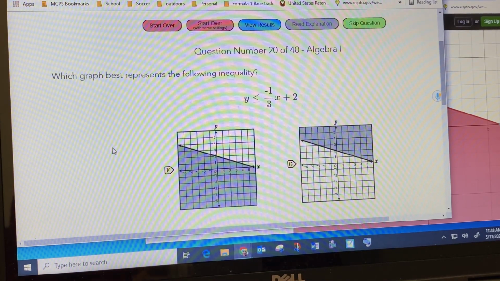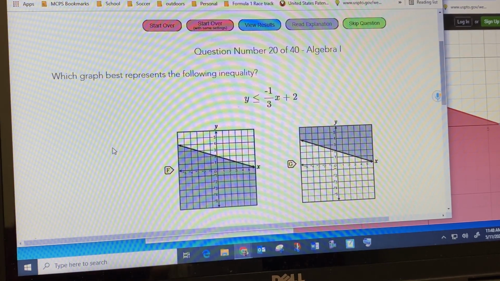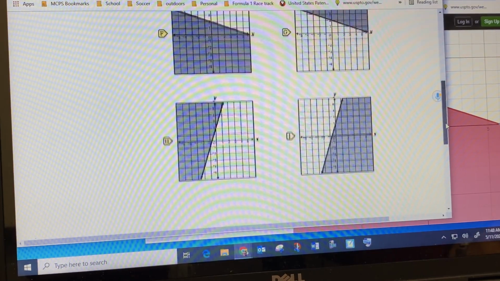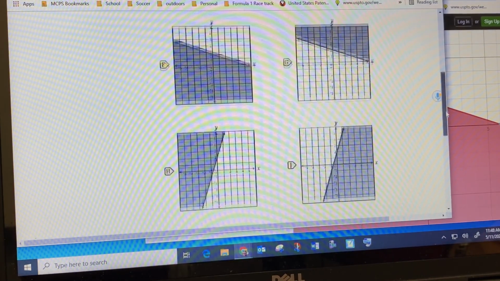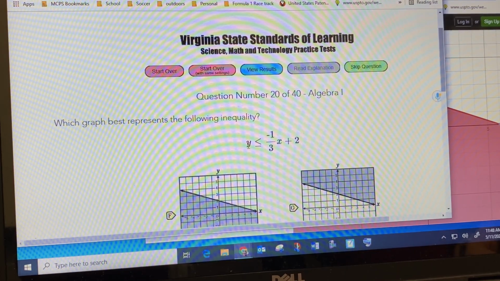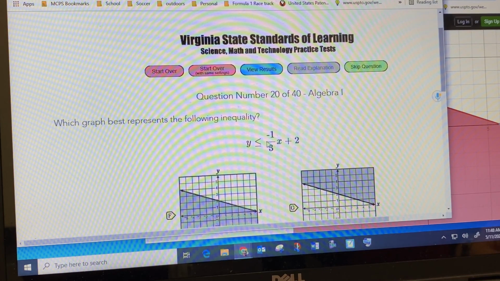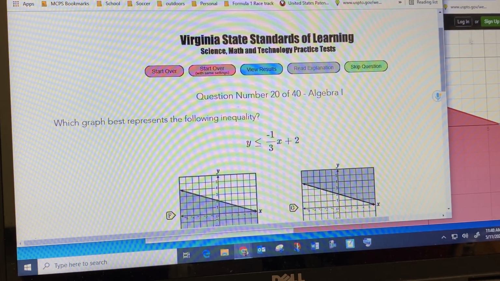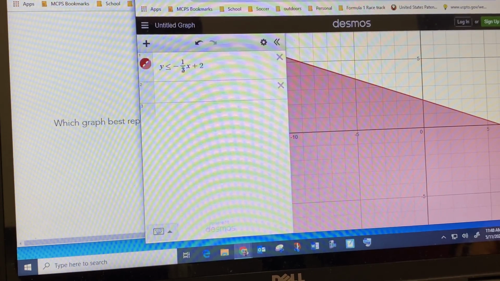All right, which graph best represents the following inequality? We have F, G, H, and J. Well, it's very simple. I go to Desmos, and I'm going to write down this one: y less than or equal to negative 1/3 of x plus 2. Here, I do that, right? Negative 1/3 of x plus 2.